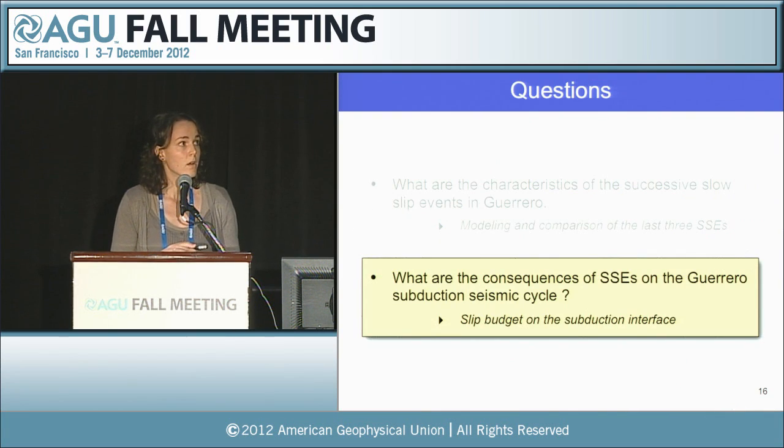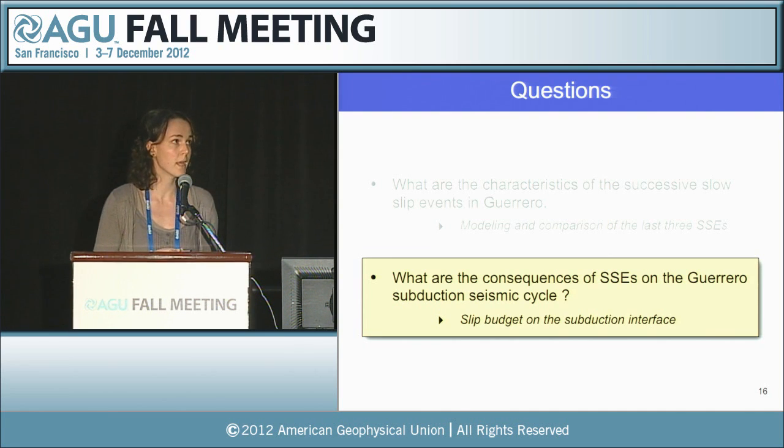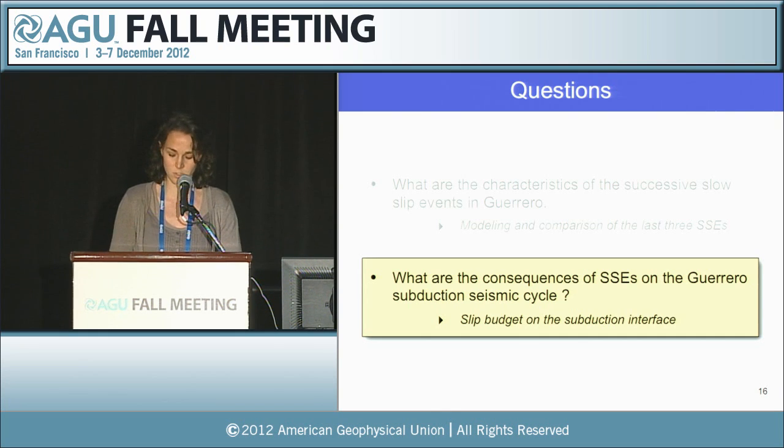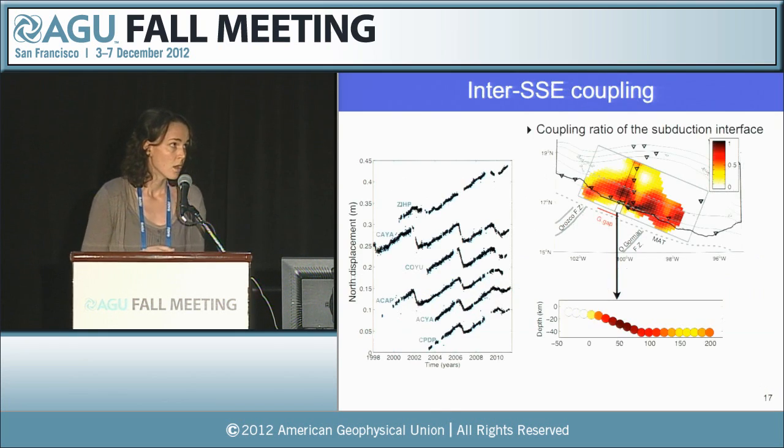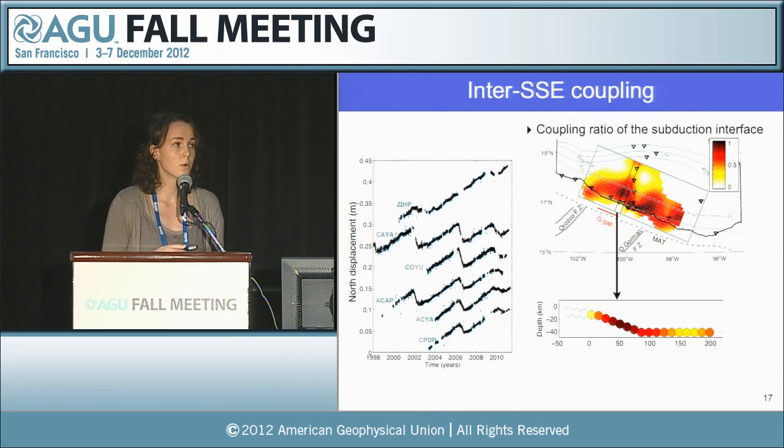So we've seen the characteristics of these slow slip events, and in particular the importance of lateral variation in the slip distribution, with more shallow slip in the Guerrero gap. And we'll see the influence of these slow slip events on the Guerrero subduction seismic cycle. For this, we will analyze what's happening on a longer time period and evaluate the slip budget on the subduction interface. So we need to analyze what's happening between slow slip events. We consider the linear displacement trend between slow slip events.